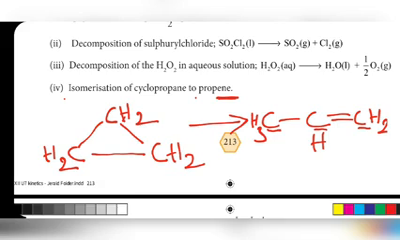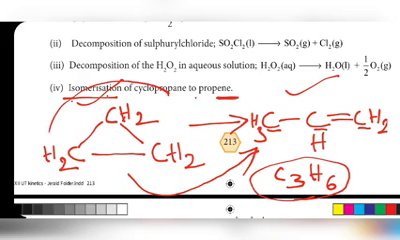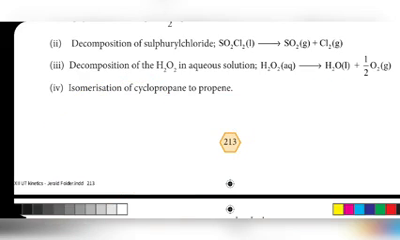So isomerization. What do you mean by isomerization? Same molecular formula, different structural formula. Both are having the C3H6 molecular formula but different structures. So both are isomers. So this is the isomerization of cyclopropane to propene. In this reaction also, the rate of the reaction depends only on cyclopropane. That means the rate of the reaction depends on only one reactant. So this is also an example for a first order reaction.